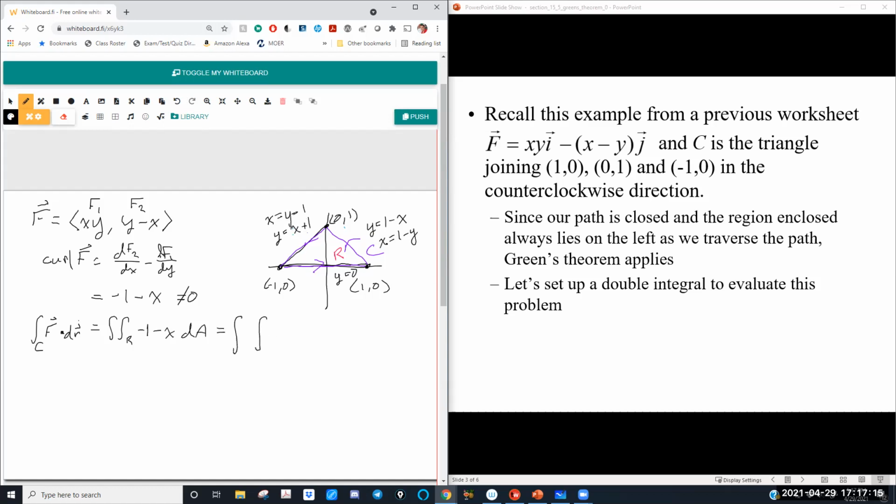So we can see that x is going to go from y minus 1 to 1 minus y. And then y is going to go from 0 up to 1. And we have -1 minus x, and now we're doing x first, and then y. So we now have our definite integral set up. Questions about that?